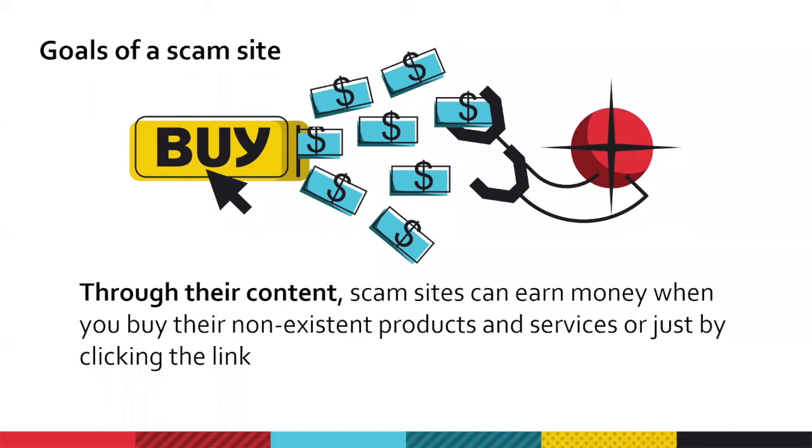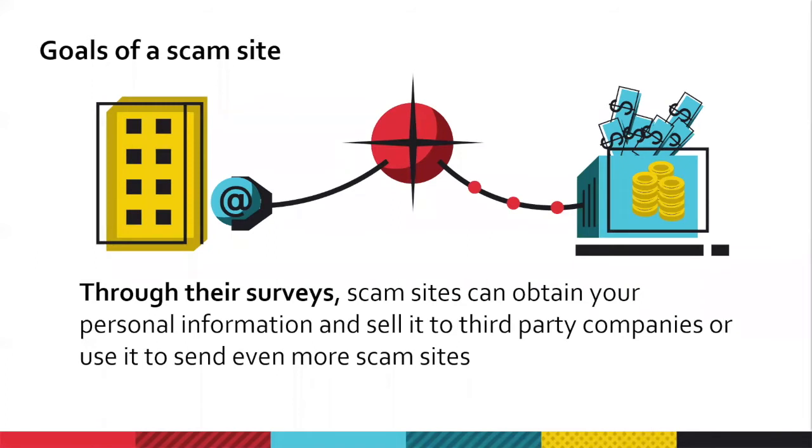Also, another way scam sites gain profit is through their surveys. Through their surveys, we can see that our own personal information, when we answer those surveys, is grabbed by those scammers. And they use that information to sell it to third party companies. I think you may not know this, but some companies thrive off of your information. They want to know the things that you like, what location you're in, so that they may know what product they can effectively sell you. But scammers may also use your information for their own personal use, like sending even more scam sites.